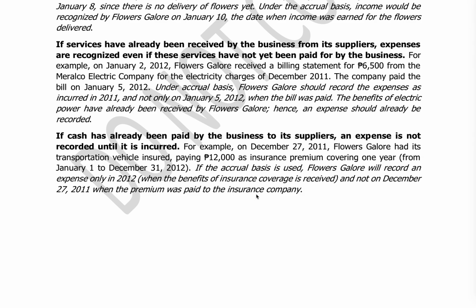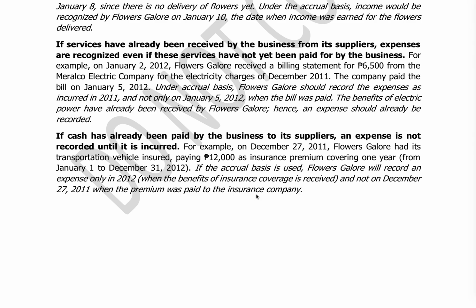Okay? Okay. If services have already been received by the business from its suppliers, expenses are recognized even if these services have not yet been paid by the business. Kanina, income side tayo. Ngayon, expense naman. Kailan ka mag-recognize ng expense? Kanina, di ba? Sabi, expenses should be recognized when it is incurred, not when it is paid. Pag income, earned. Ang word is earned, pang income. Pag expenses, incurred. Ano ba ibig sabihin ng incurred? Nagastos mo, nagamit mo. You recognize expenses when it is incurred, not when it is paid.